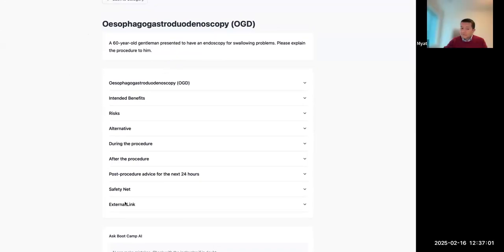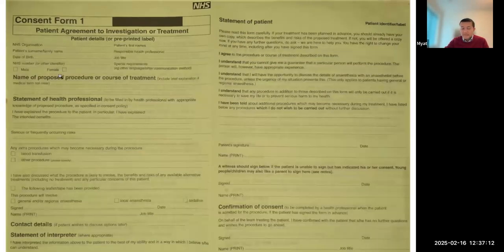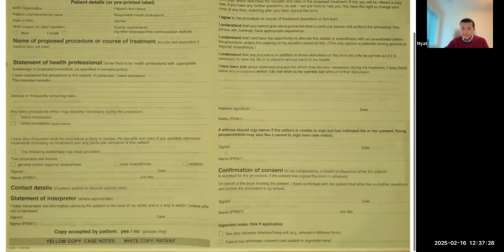And first of all, by looking at the consent form. This is a typical consent form, either consent form 1 or 3 that we use. The first section is the details of the patient, male, female, the name and the patient's NHS number or the hospital number. And this part is the consultant's name, the job title, and the responsible person. The next is the proposed course of treatment. In this case, it would be OGD. The next, why are you doing this, meaning intended benefits, followed by seriously occurring risk.